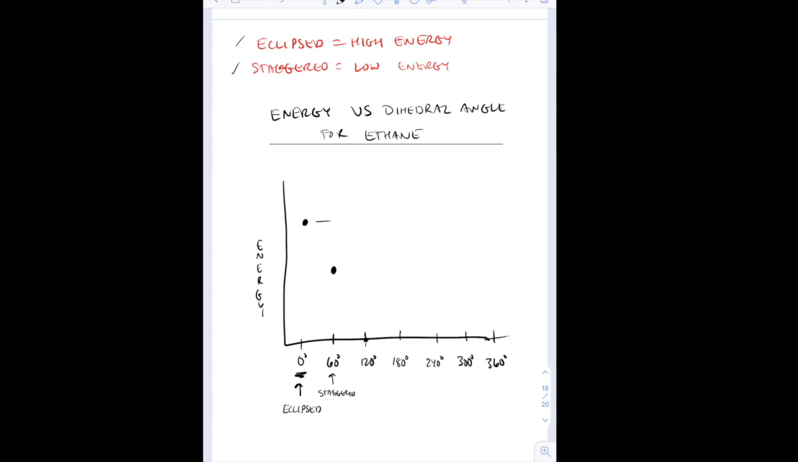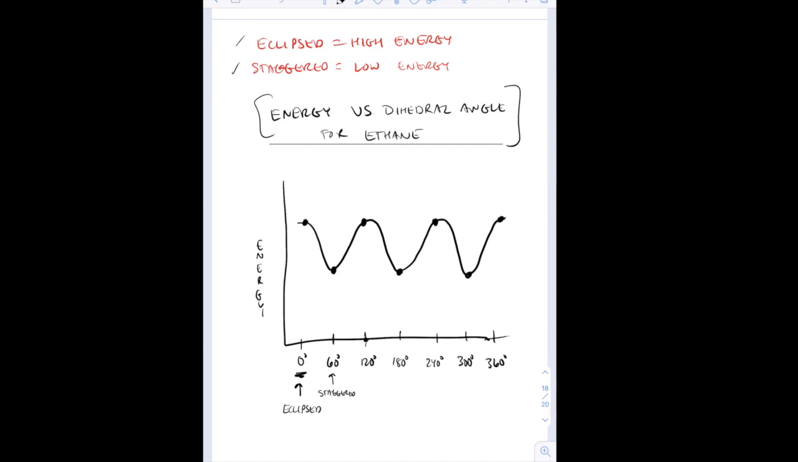So what we want to do is draw a point on this graph that's equal in energy to 0 degrees. Then as we keep rotating, we do it over and over again. What this is basically is connecting the dots, and that's what our energy versus dihedral angle graph for ethane would look like. That's pretty much it for this.